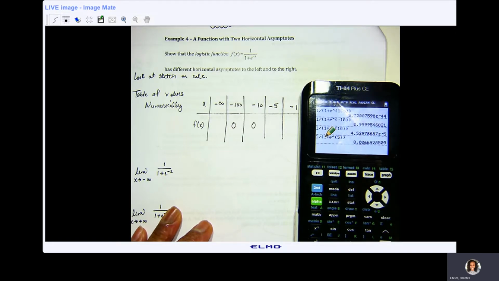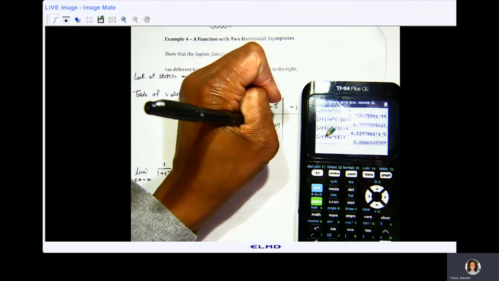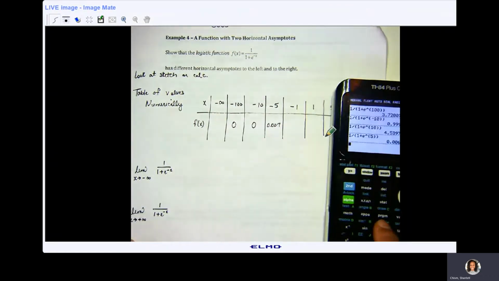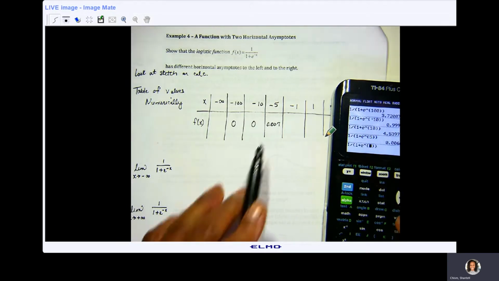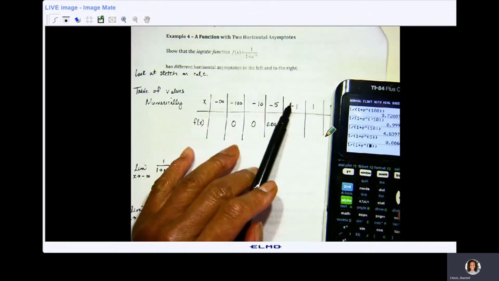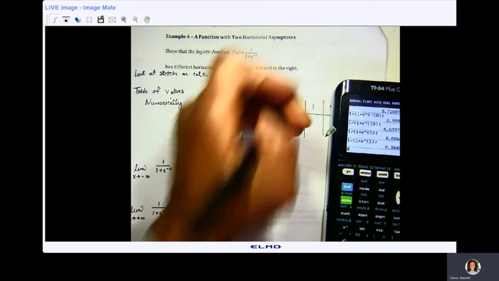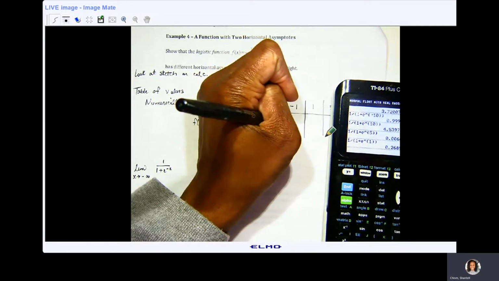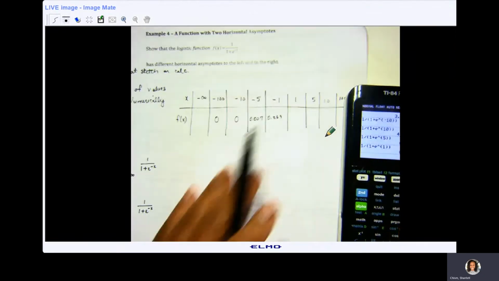So we get 0.00669. So 0.007. We round that to 3 decimals. Plugging in negative 1. So again, that 1, I should say, will go in, but it's already negative, so that's going to be a positive 1. We'll hit enter. So here we get 0.269.